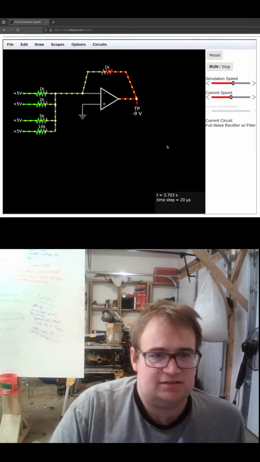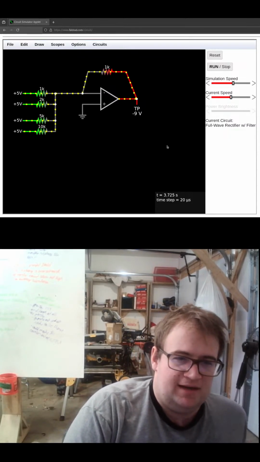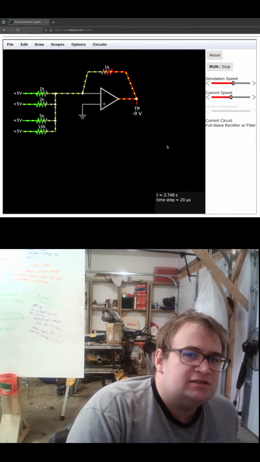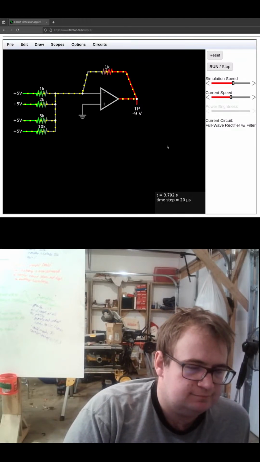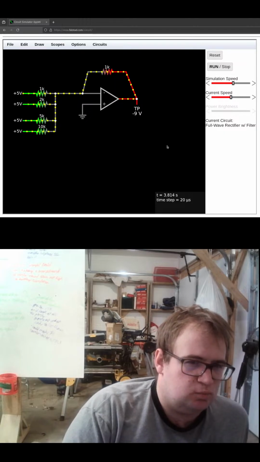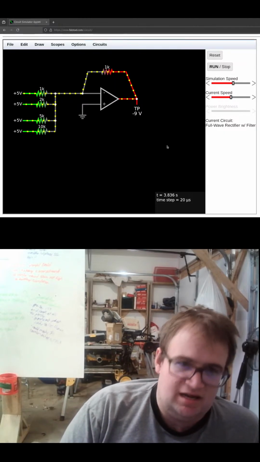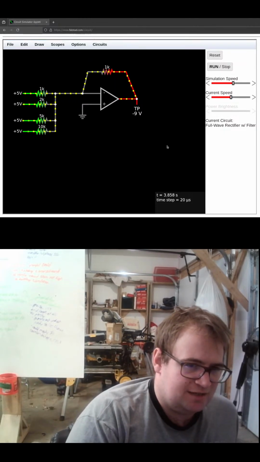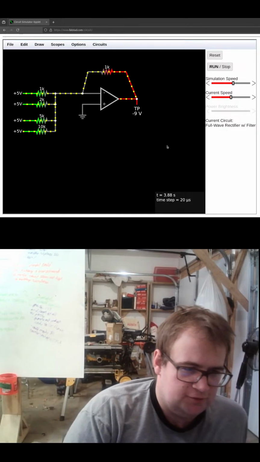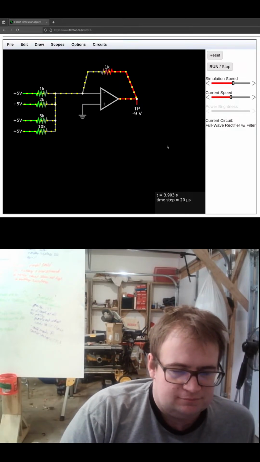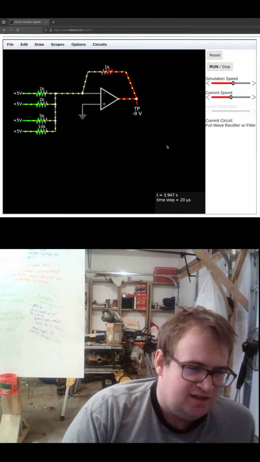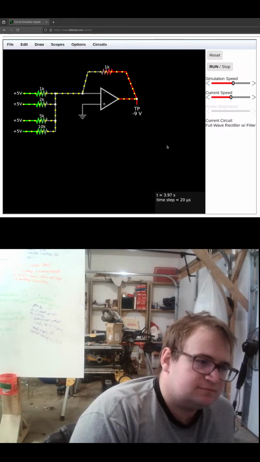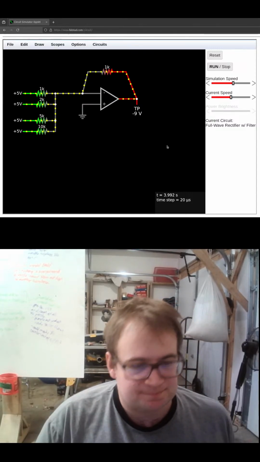The reason it is called a summation amplifier is, well, it sums all those currents. I thought it had something more to do with voltages. But yeah, it is summing all those currents, so I'm going to just go with that. That's why it's called a summation amplifier.